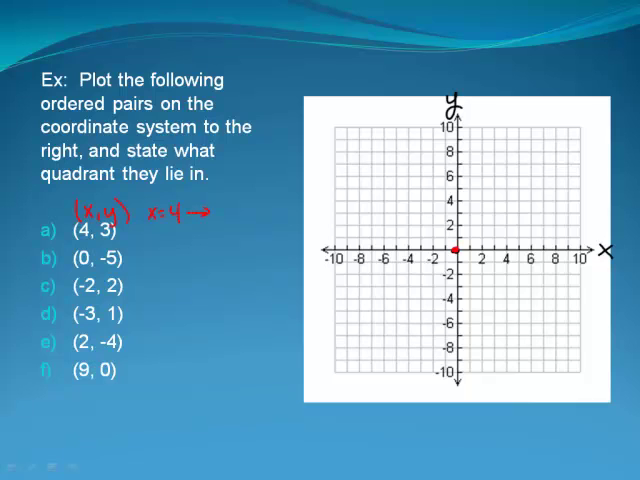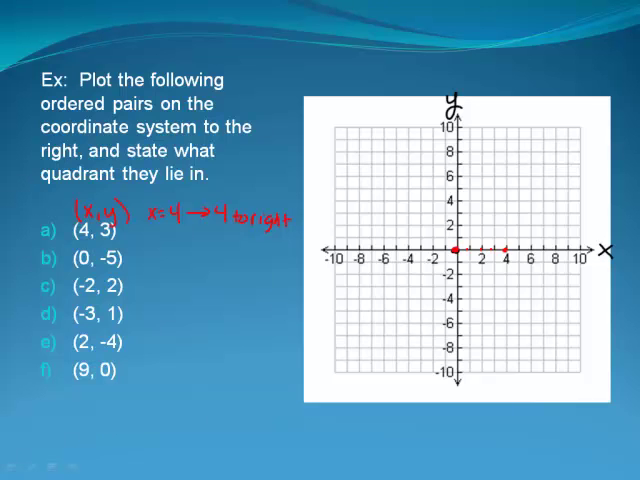What that means in terms of movement is you're going to move 4 units to the right. You know it's 4 because the absolute value of 4 is 4. You know you're going to move right because positive x means right and negative x means left. So if we move 4 to the right from 0, 0, we're going to go 1, 2, 3, 4. That puts us right here.